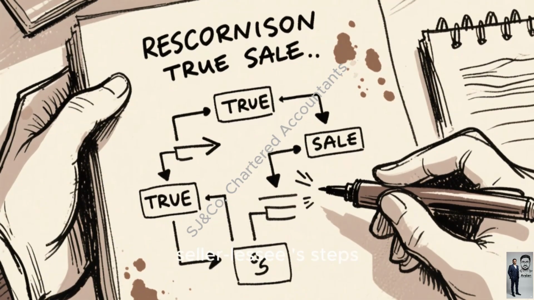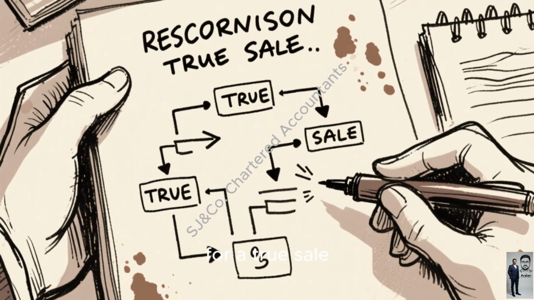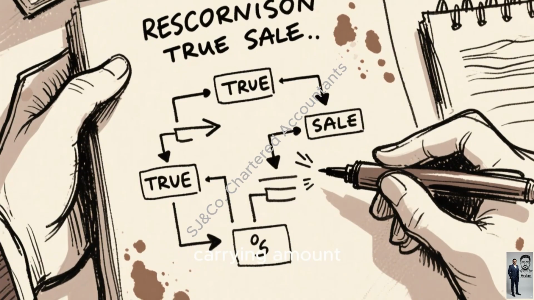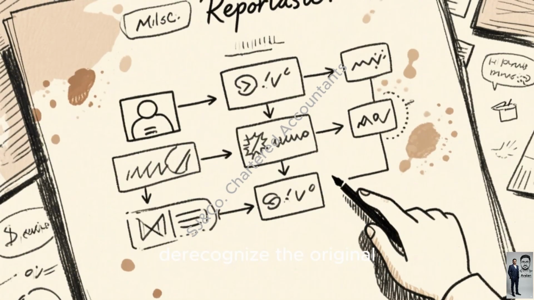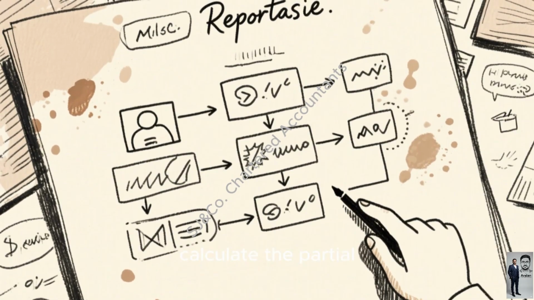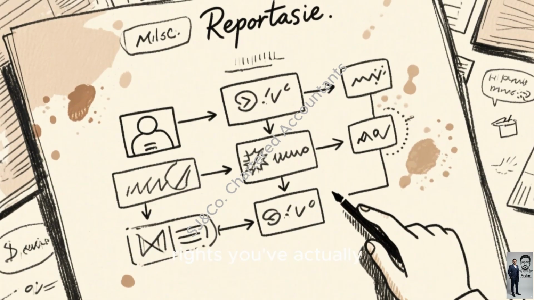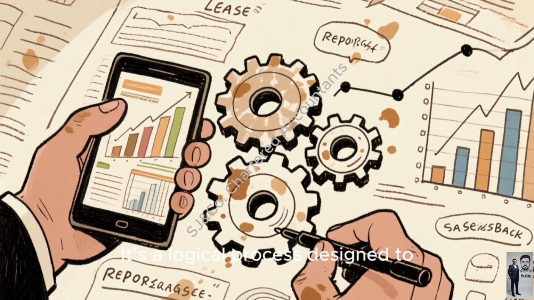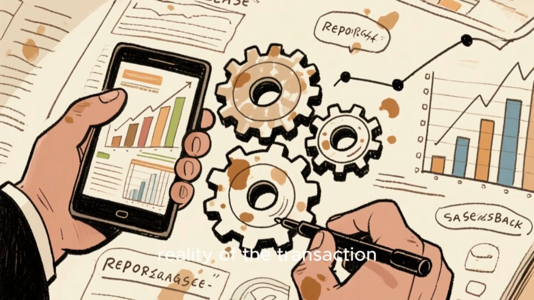So to recap the seller lessee steps for a true sale: measure the right-of-use asset based on the previous carrying amount, derecognize the original asset, recognize the lease liability, and then calculate the partial gain or loss on the rights you've actually transferred. It's a logical process designed to reflect the economic reality of the transaction.